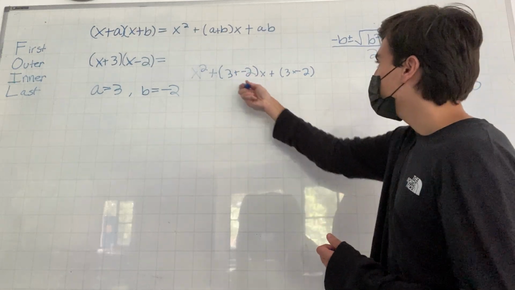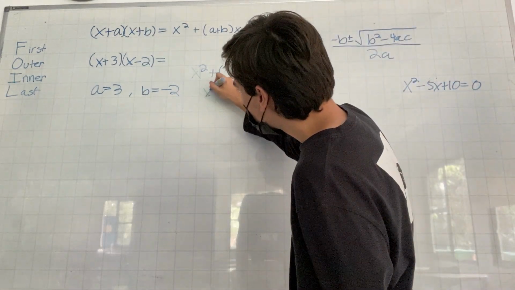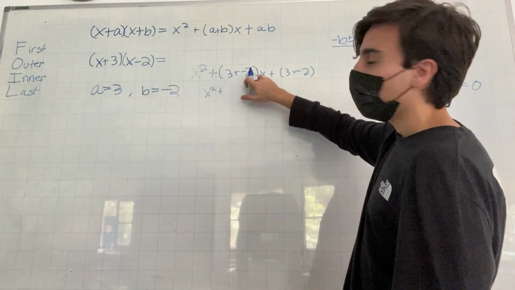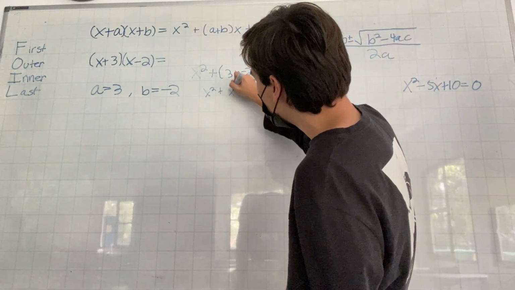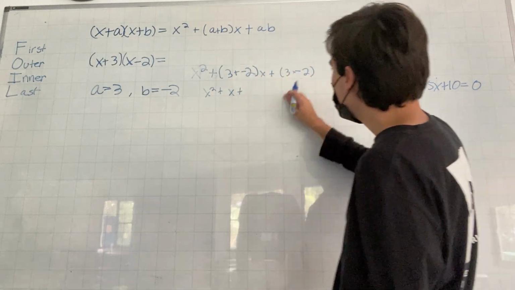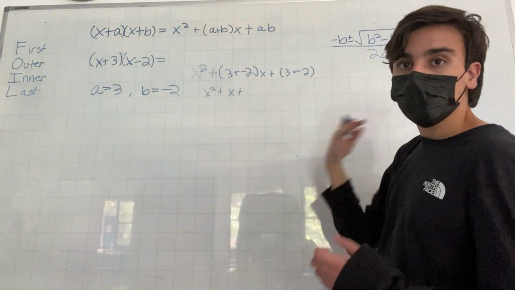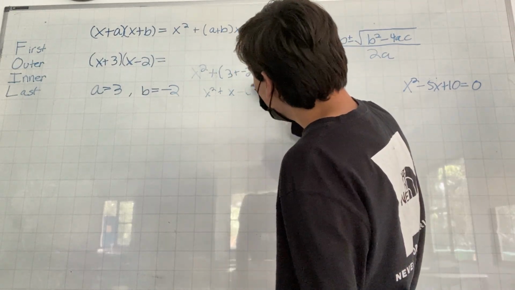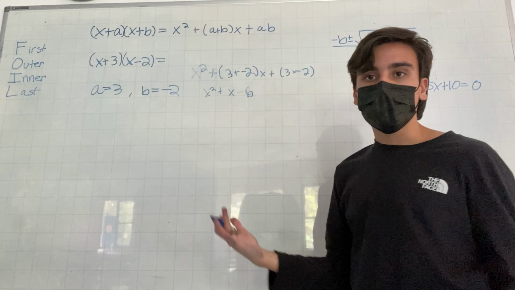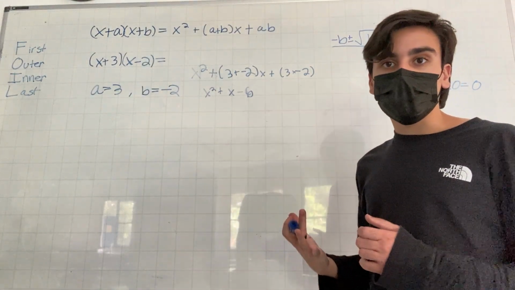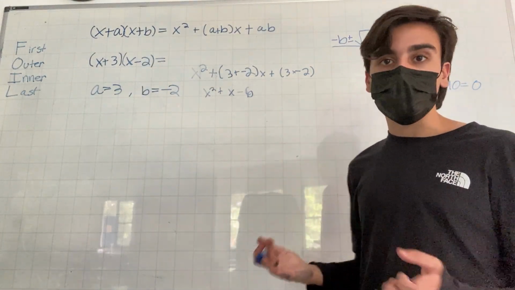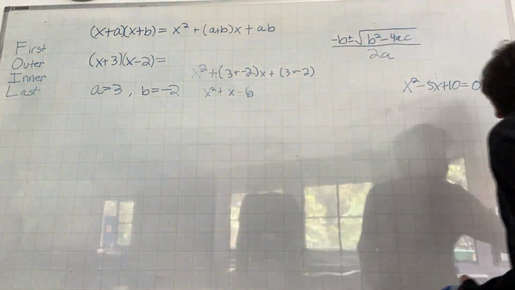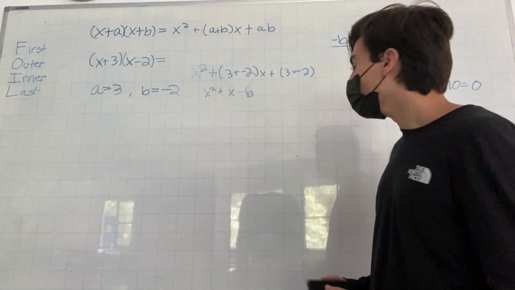Now all you gotta do is just add and multiply. X squared plus x, because 3 minus 2 is just 1, so it would be x squared plus x plus 3 times negative 2, which just is negative 6. Pretty easy, right? Just plugging in numbers into the equation. That's one way of thinking about it, but I know that some of you guys just don't like memorizing certain equations. And I totally get that, which is why you can use the FOIL method as well.